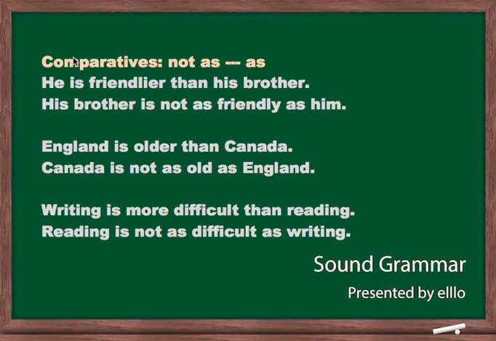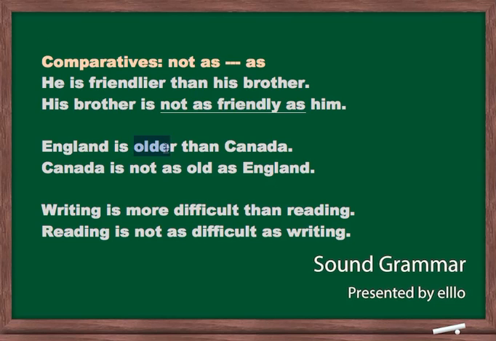Okay, so today we're going to look at comparatives in the negative form, and that is "not as." So for example, here we have friendlier. This is a comparative. And we have "he is friendlier than his brother." So we could make this a negative. We could just say "his brother is not as friendly as him." So "not as friendly as" is the opposite of friendlier.